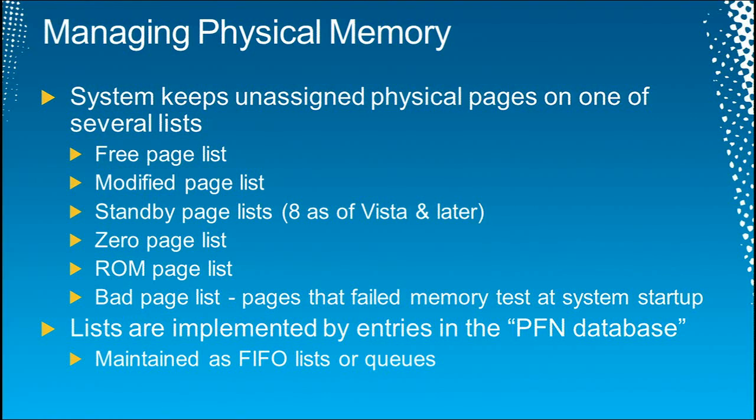There's a number of lists that the system keeps. We've already talked about the working set lists, which are the lists for each process of the pages that are owned by that process or shared with other processes in some cases. But then there are lists where unassigned physical pages are kept, the pages that aren't in anybody's working set: the free list, the modified page list, the standby page list, the zero page list, the ROM page list, and the bad page list.